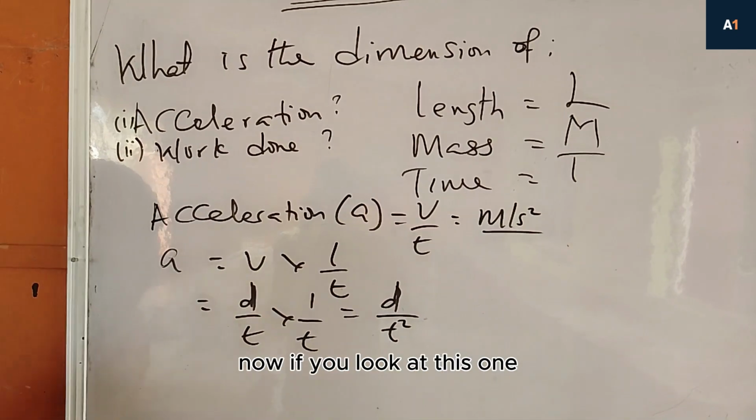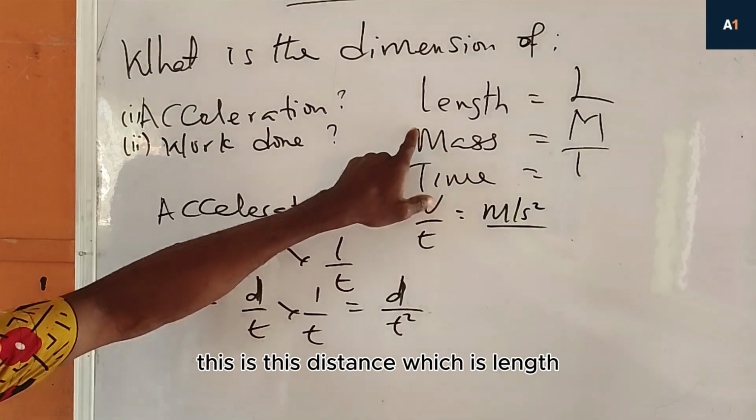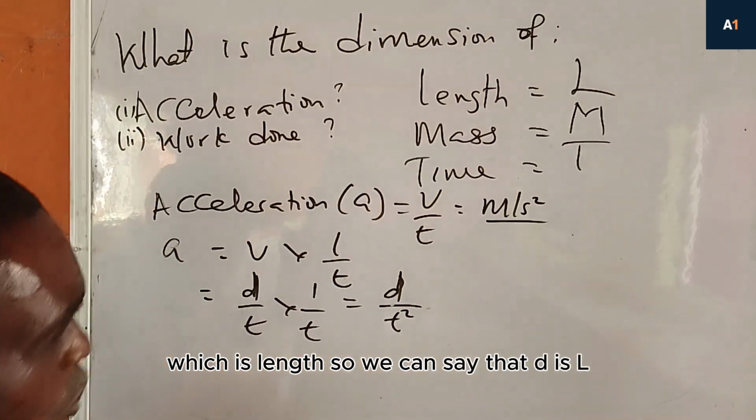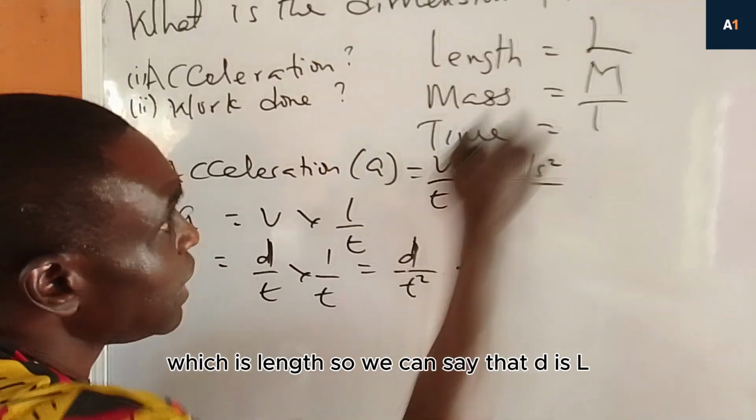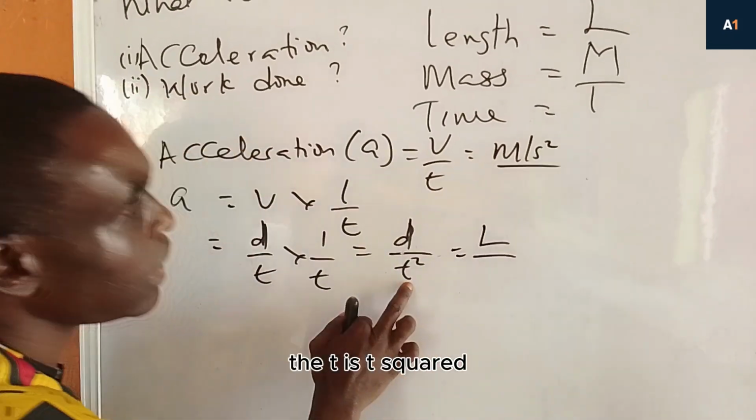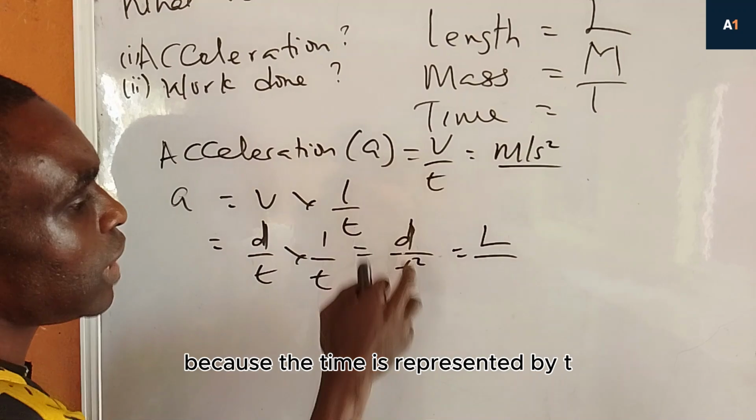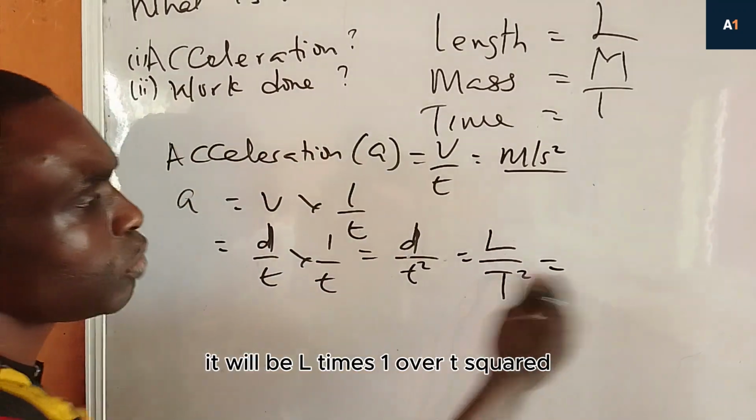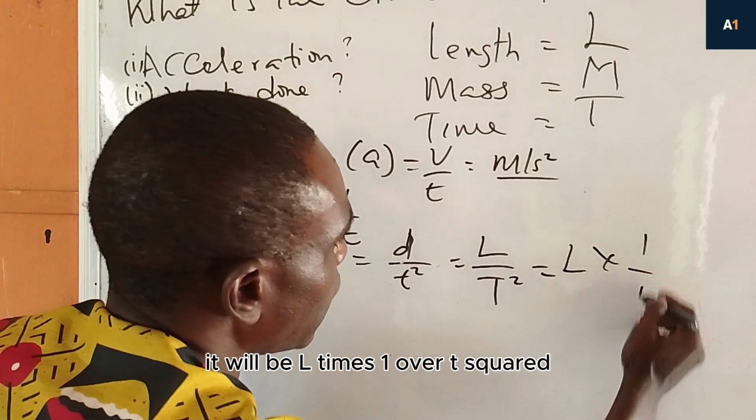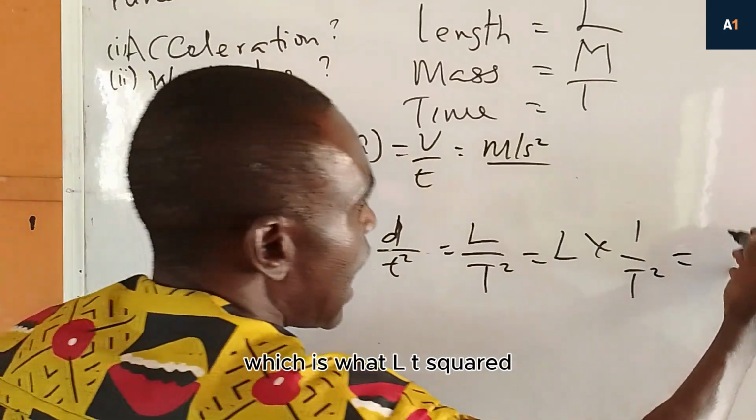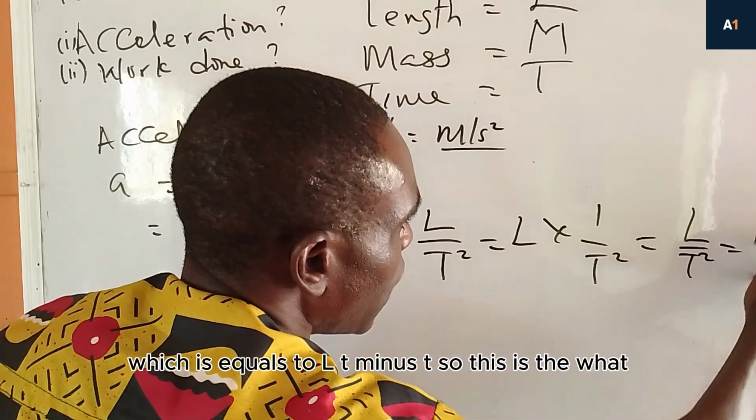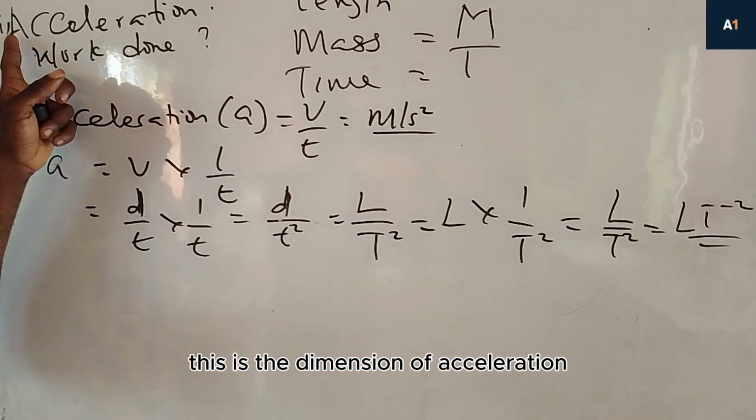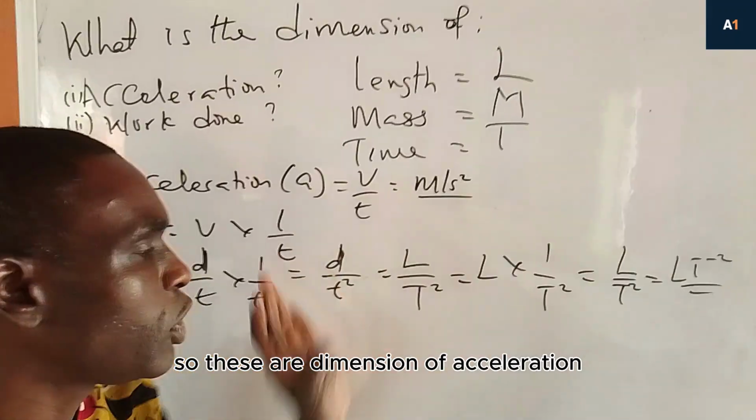squared. Now, if you look at this one, this is distance, which is length. Distance is denoted by length because distance is measured in meter, which is length. So we can say that D is L, then T is T squared because time is represented by T. So if you now write this, it will be L times 1 over T squared, which is equal to L T to the power minus 2. This is the dimension of acceleration.